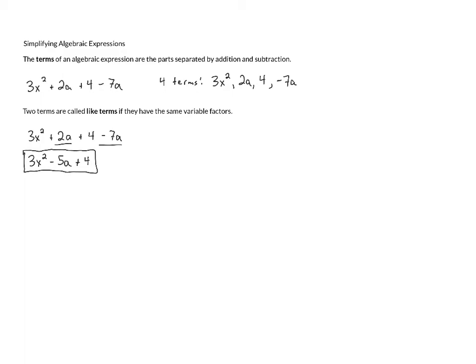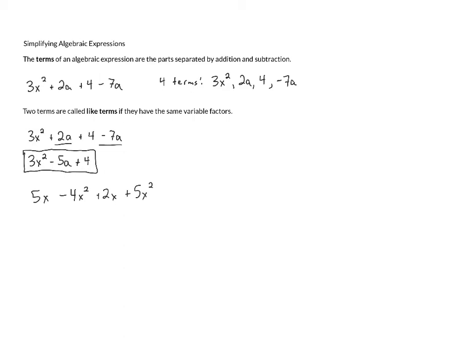We want to combine like terms whenever we can because that gives us a simpler expression, one that has fewer terms. And if we want to do something else with it later, like evaluate it, there's going to be less work when there are fewer terms. Let's look at a couple more examples of combining like terms. Let's take a look at 5x minus 4x squared plus 2x plus 5x squared.